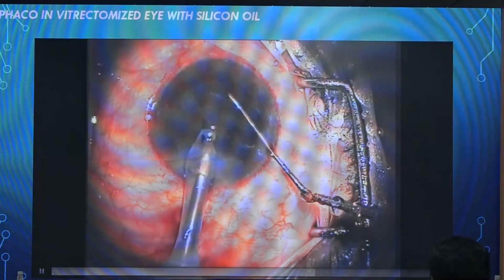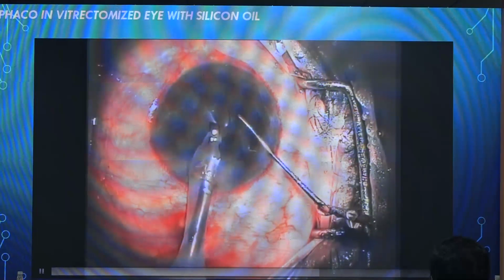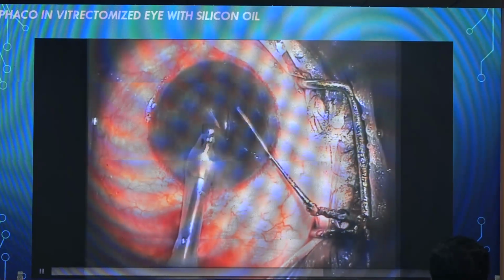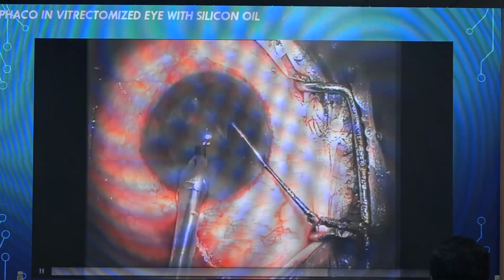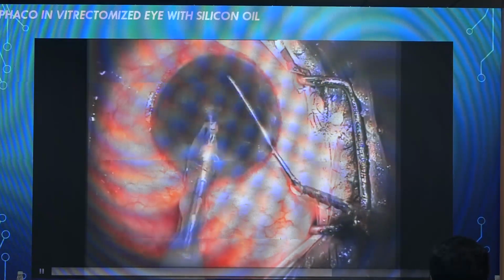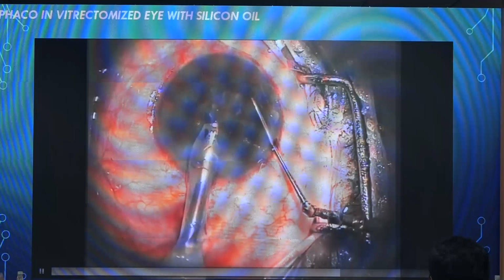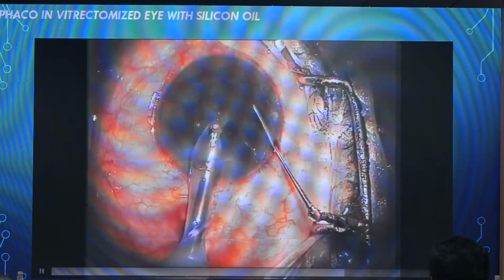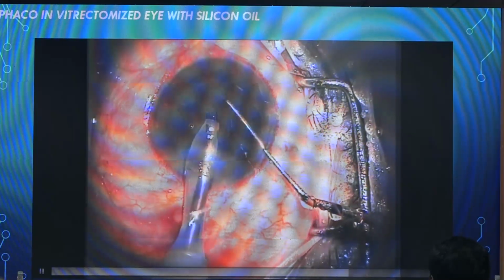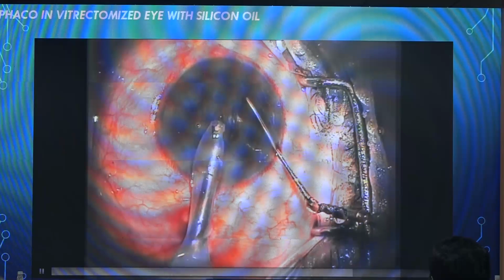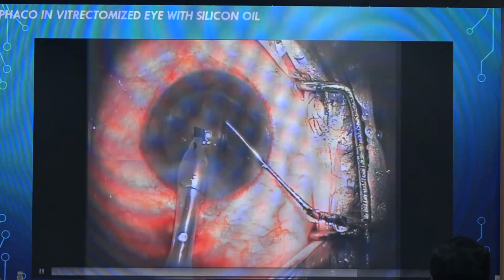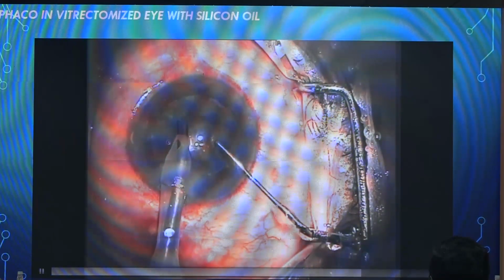Again, I am using the Centurion intelligent phaco mode here, so that I am not causing much stress in the bag. Then I am feeding these nucleus pieces with my chopper into the phaco probe to decrease the phaco energy, because we have a shallow anterior chamber in which we are working, so we have to save our endothelium.